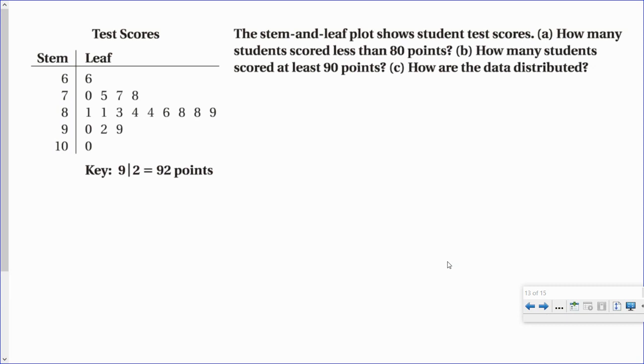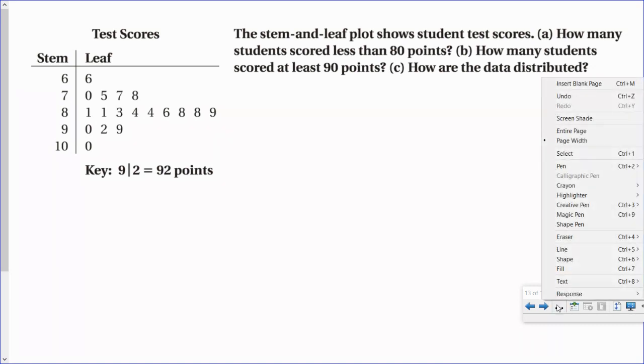It says the stem and leaf plot shows student test scores, and we're going to answer a few questions. A, how many students scored less than 80 points? B, how many students scored at least 90 points? And C, how are the data distributed? So we're going to look for part A. How many students scored less than 80 points?